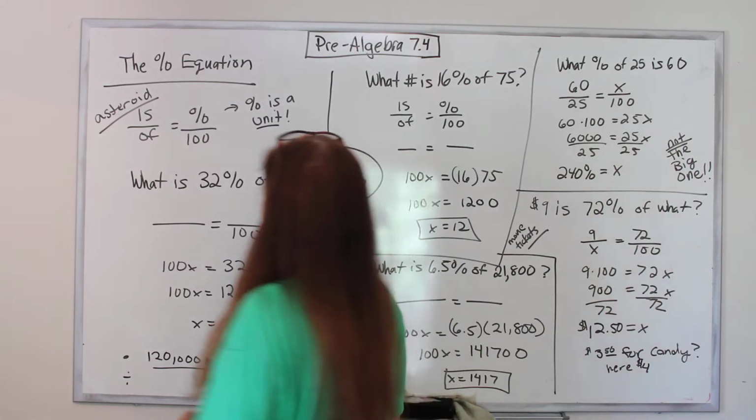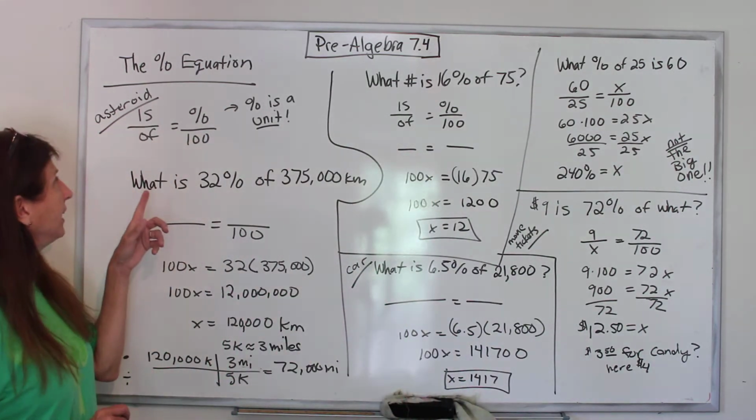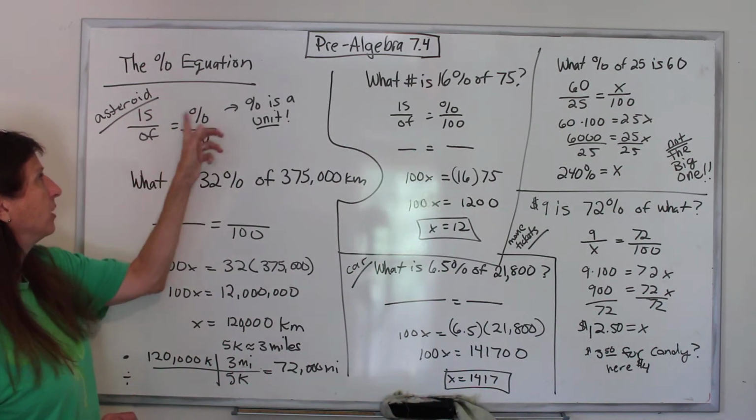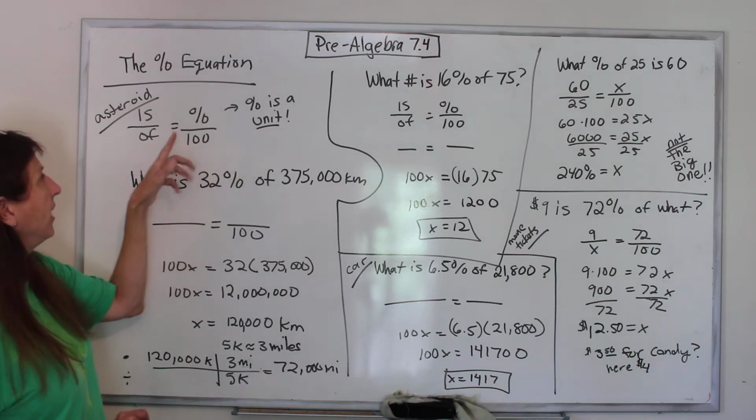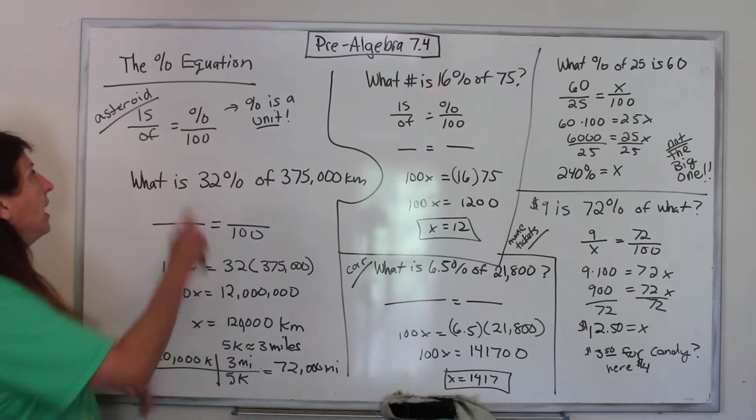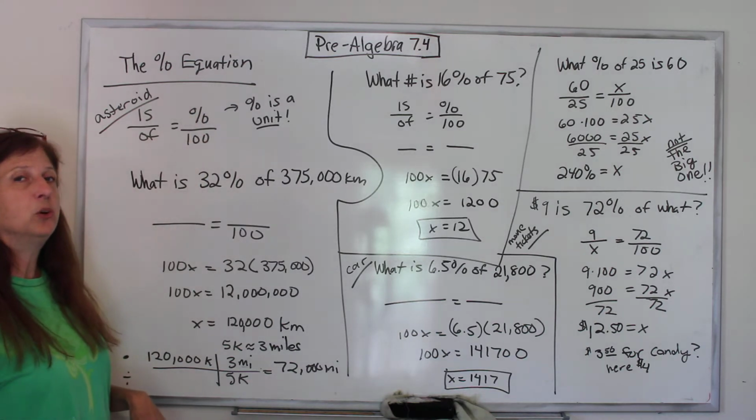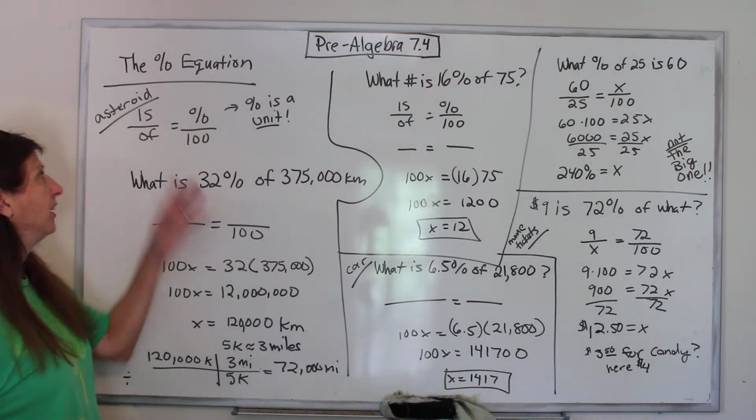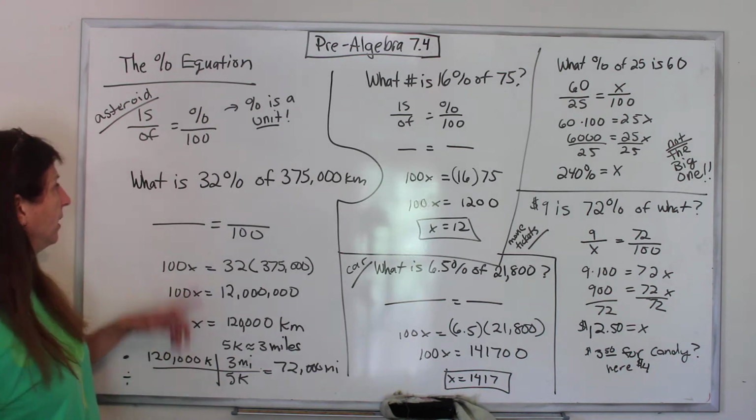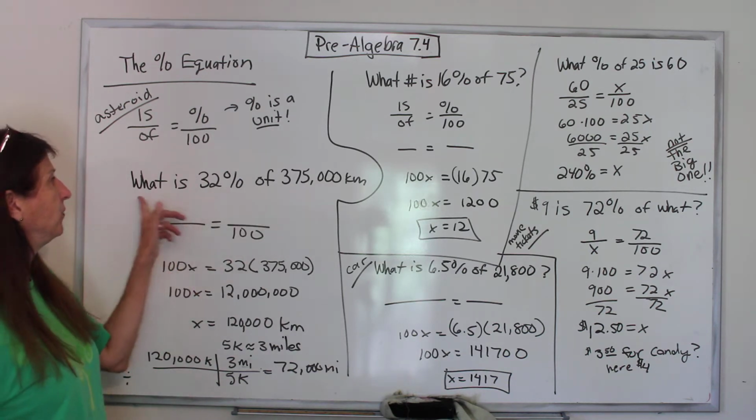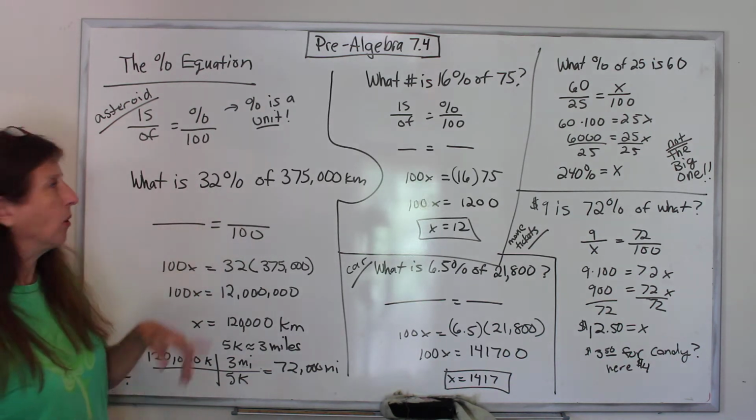Anyway, okay, so here we have is over of equals percent over 100. That 100 is always 100. But you have 3 variables, is, of, and percent. They will give you 2 of the 3, and you have to solve for the third one. So you read it and you figure out which one goes into which part.